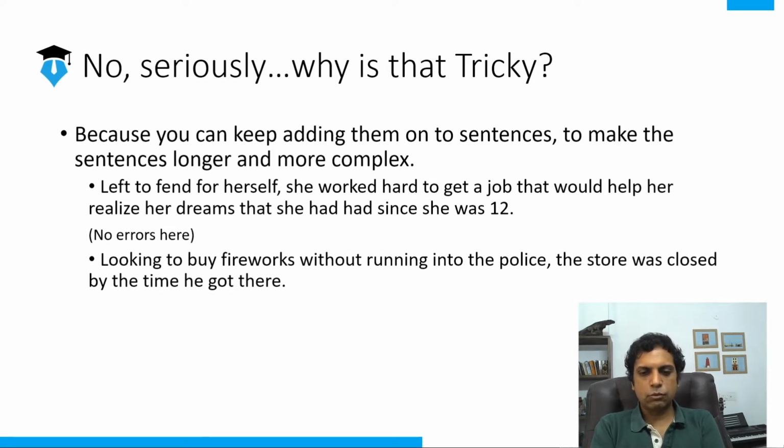So if it's a single word, you know where to place it. This is a good book. You wouldn't say this good is a book or good this is a book. But with modifier phrases, that actually becomes a problem. So if you look at the sentence, looking to buy fireworks without running into the police, what is the focus of this modifier? What is this modifier actually talking about? What is it referring to? Who or what was looking to buy fireworks without running into the police?